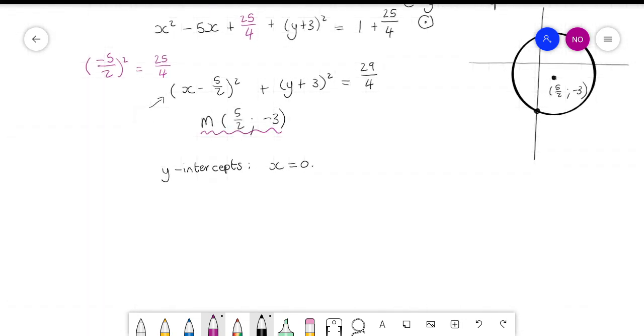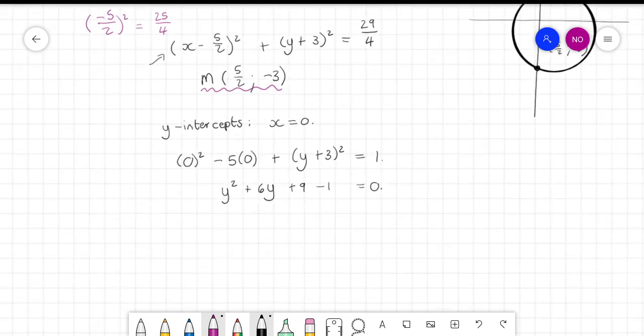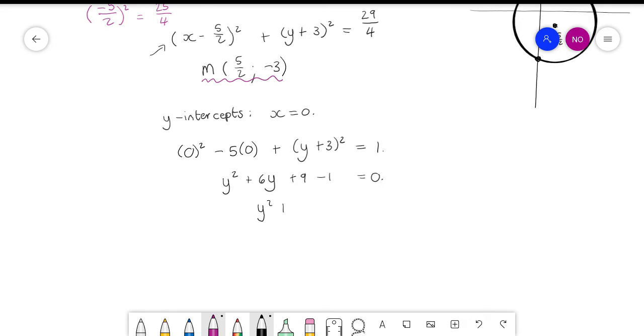So as ons dit by daai ene instel, het ons 0 kwadraat plus (y) minus 5 maal 0 plus (y plus 3) kwadraat is gelyk aan 1. So we're left with y squared plus 6y plus 9 minus 1 is equal to 0. En nou kan jy hier of jou formule gebruik, of jy kan hom faktoriseer.